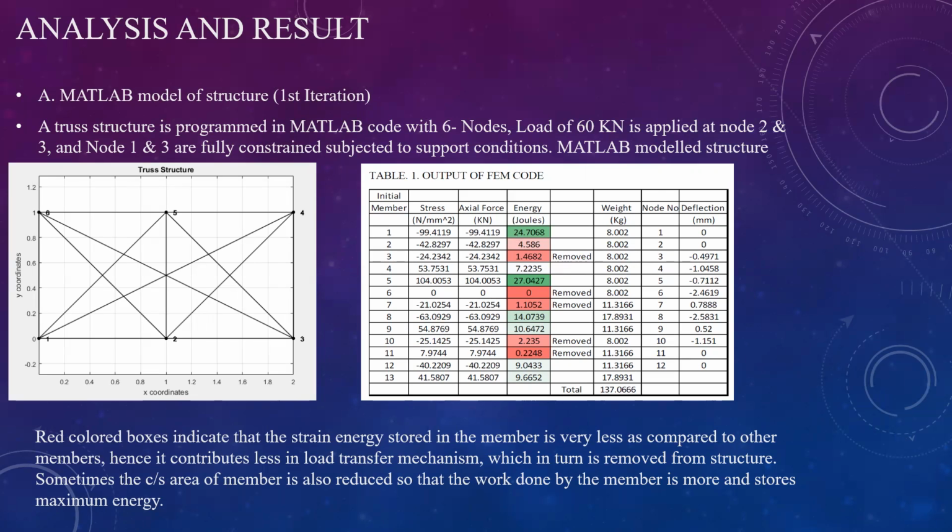So we have to remove the members with less strain energy stored. Sometimes the cross-sectional area of a member is also reduced so that the work done by the member is more and it stores maximum energy. So the red boxes are to be removed, along with their points and stresses.